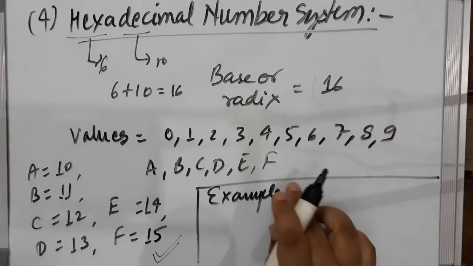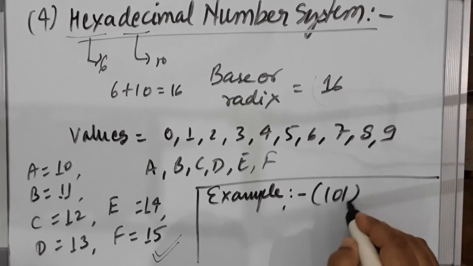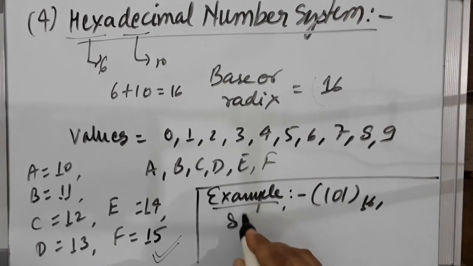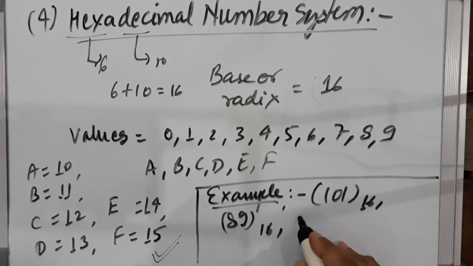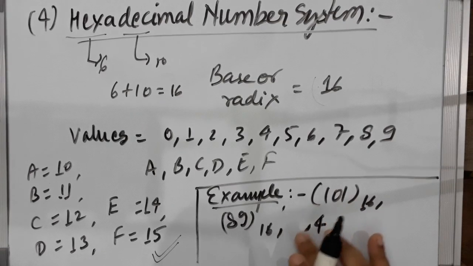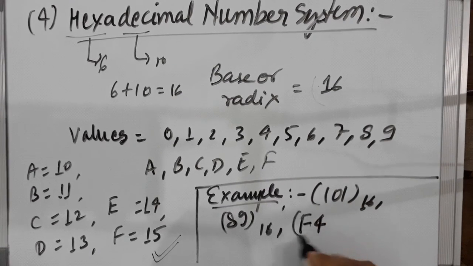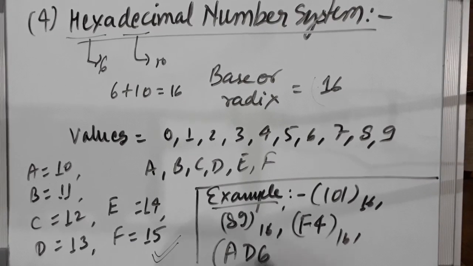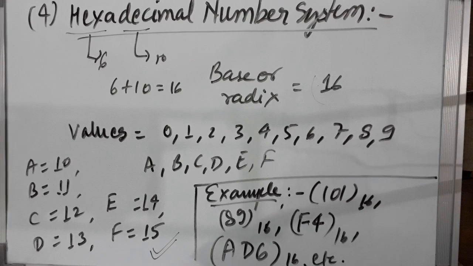Talking about examples of hexa, suppose we are having a value 101, that's fine, we can write it with base 16, that is hexadecimal. Suppose we are having 89, that could be base 16. But if we are having 15 and 4, you will understand how this 15 and 4 is coming. It's not 154 actually. It has to be written as F4 or AD6. These are different examples of hexadecimal number system values.